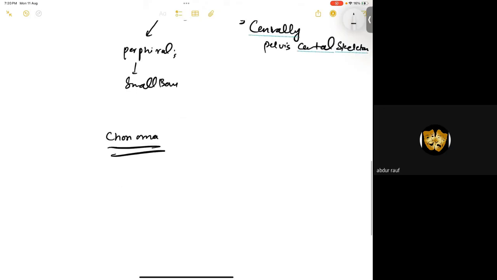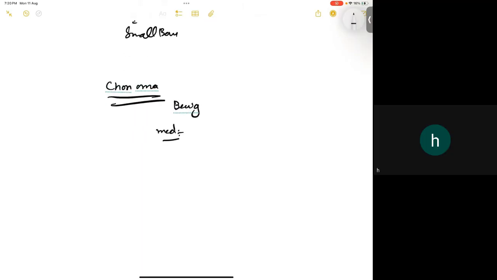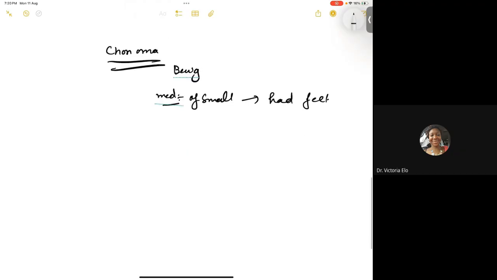So let me just write down our first tumor, that is chondroma. What do you guys think? Is it a benign tumor or a malignant tumor? Benign. If it's a benign tumor, we are going to see it in the medulla of the peripheral part of your body or the central part? Peripheral. Perfect. So peripheral portions of your bones, in the medulla of your small bones, in your hands and your feet. Okay, so that was all about your chondroma.